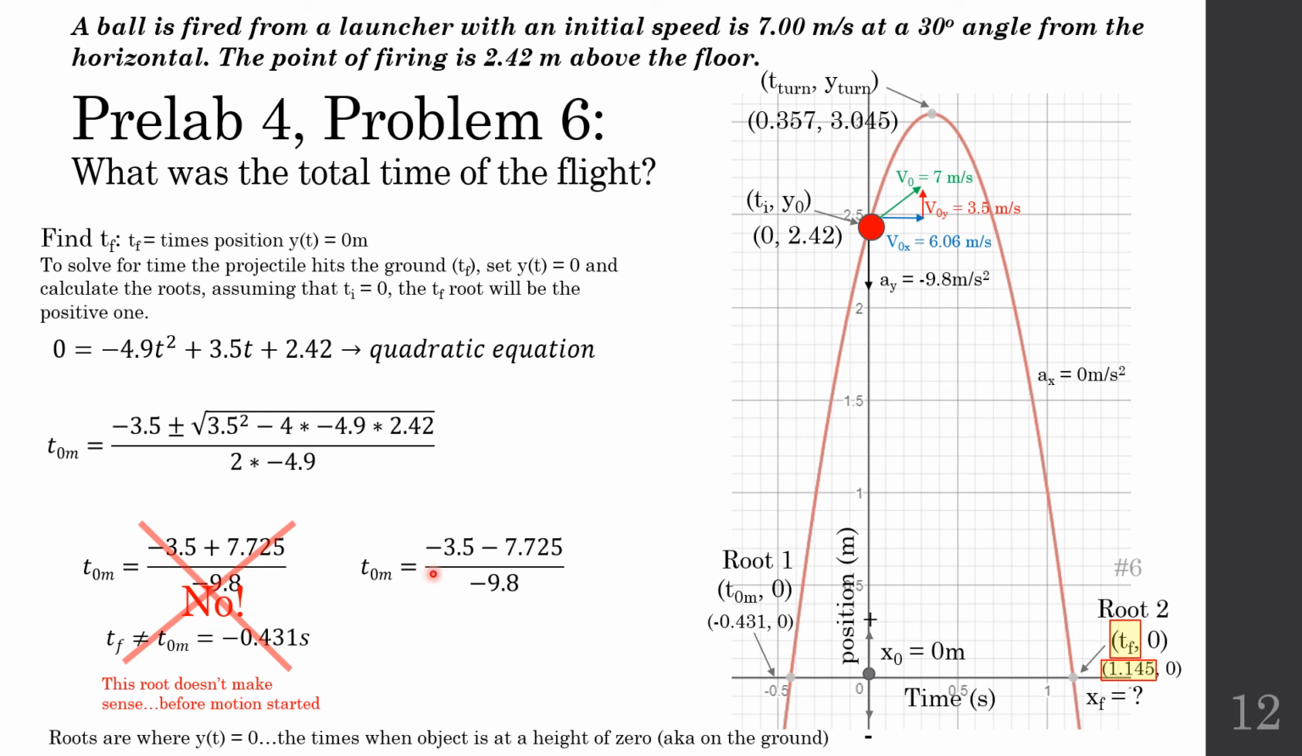The one that we do want is this one: negative 3.5 minus 7.725 divided by negative 9.8. So that is the correct t final root. So t at 0 meters is equal to 1.145 seconds. And you can see in the illustration too that this does check out. So this is correct. This is our final answer.